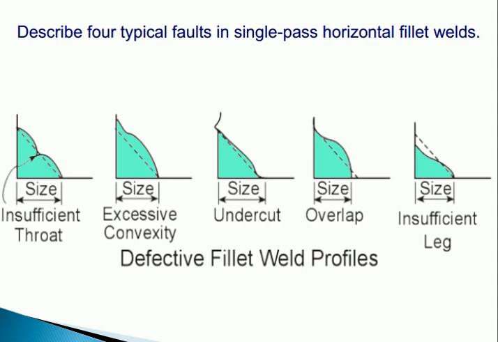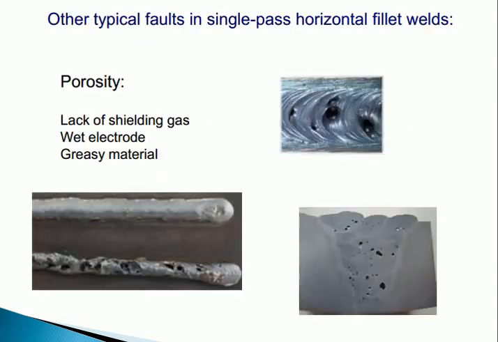Other typical faults in single-pass horizontal fillet welds: porosity, caused by lack of shielding gas, wet electrodes, or greasy material.